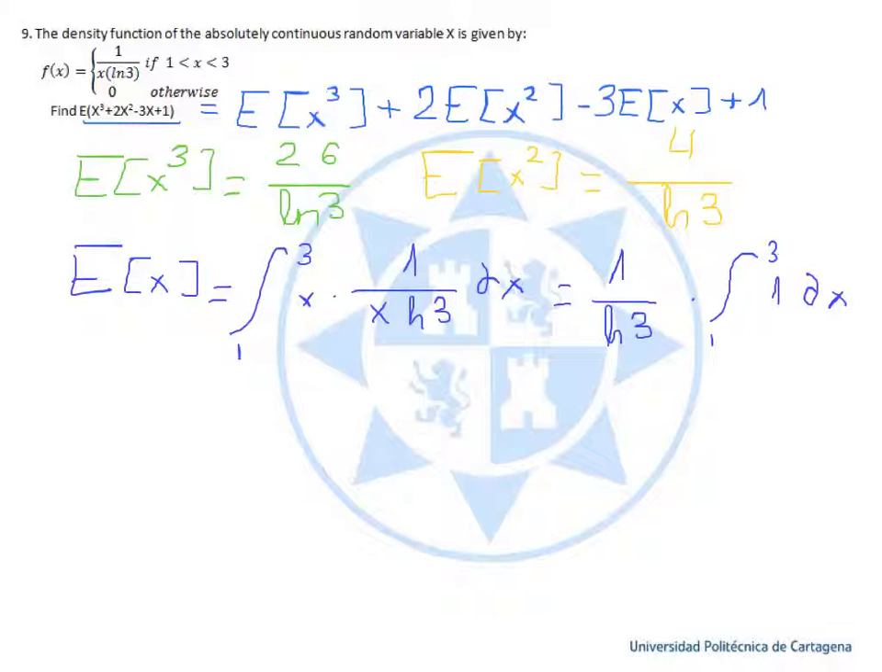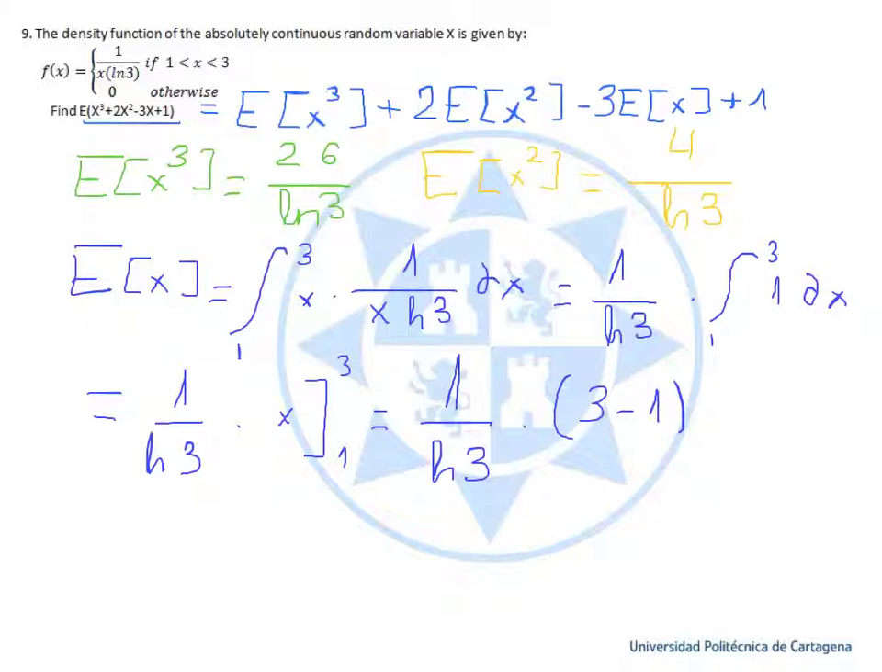So let's calculate it. So here we have already calculated the integral of 1, and we've got that this is equal to x. So then we've replaced the values, and following the calculus we get that this is equal to 2 divided by logarithm of 3. So this is the result of the expected value of x.